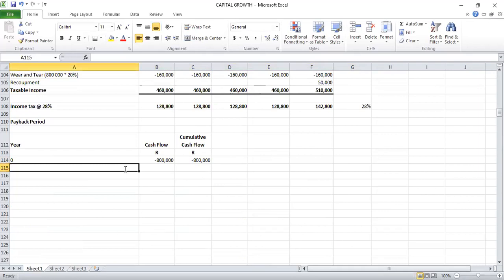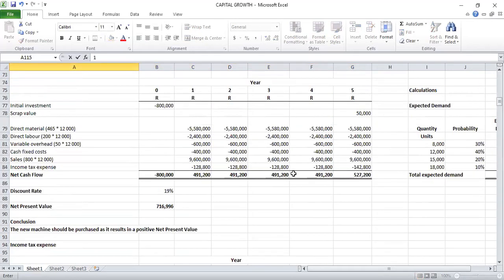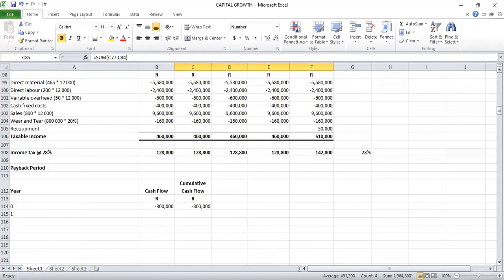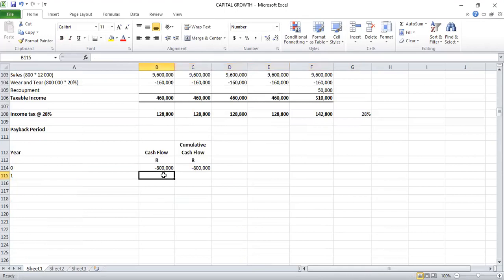Then in year 1, we know that our cash flows for year 1 up to year 4 are the same. It's 491,200. To get your cumulative, you now say negative 800,000 plus the 491,200. So that means by year 1 we'll have recovered 491,200, and we still need 308,800 more.